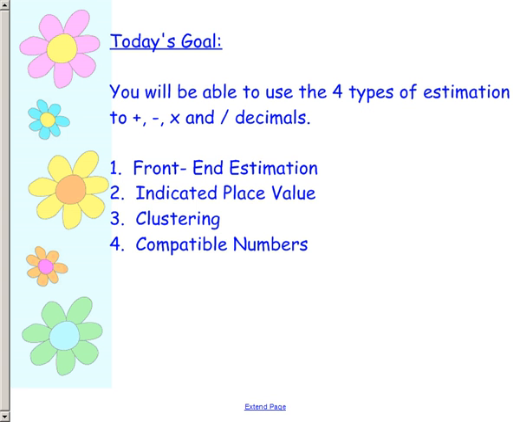Today you'll be listening to Lesson 3-2, which is on decimal estimation. Again, you will find that this is really similar to the estimation with whole numbers. We're just going to be using decimals instead.